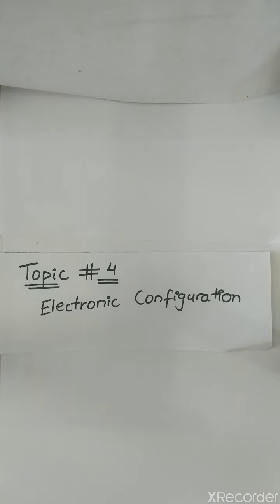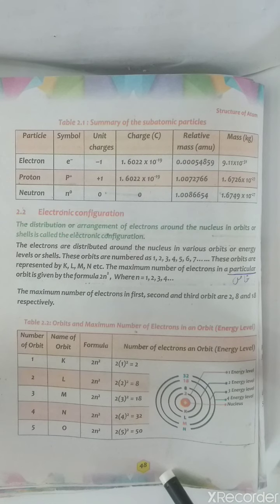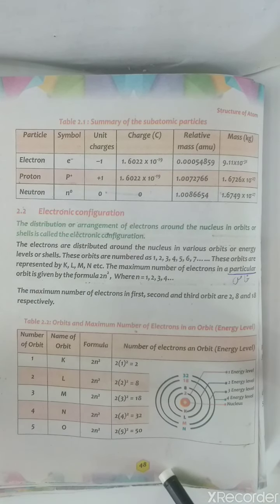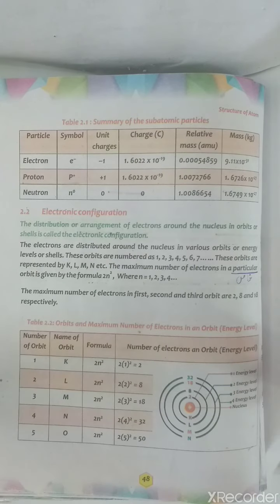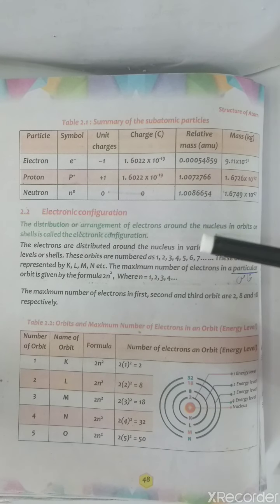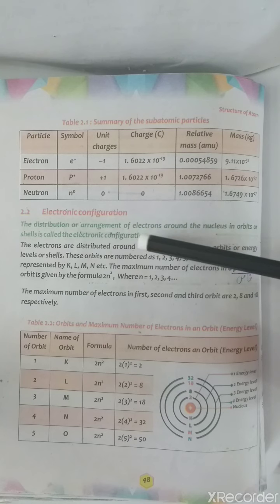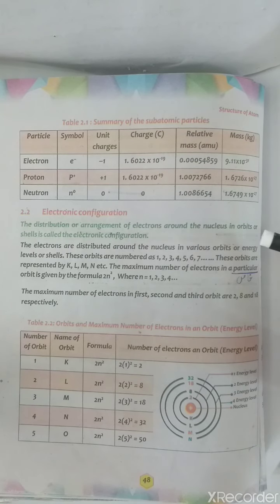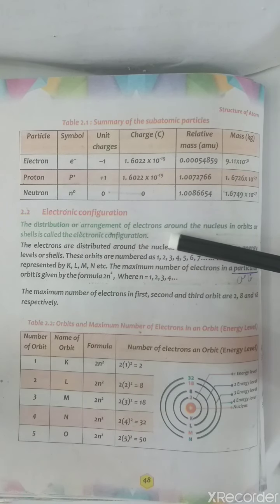The topic that we are going to discuss today is electronic configuration. Take out page number 48 of your books. So let's start our topic, electronic configuration. Now, what is the definition of electronic configuration? The distribution or arrangement of electrons around the nucleus in orbits or shells is called electronic configuration.